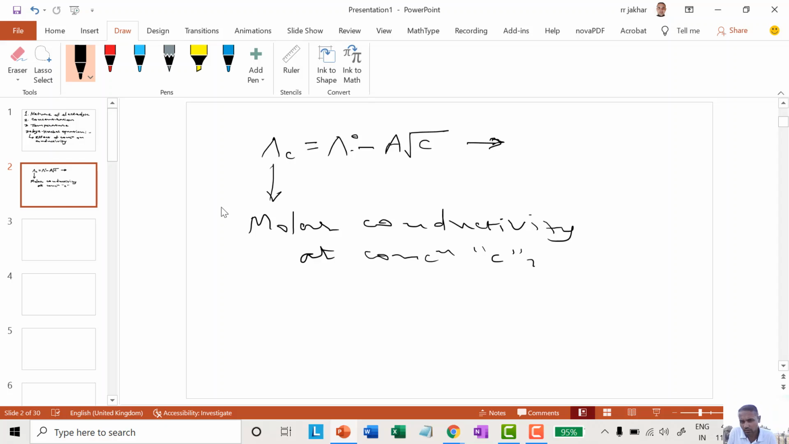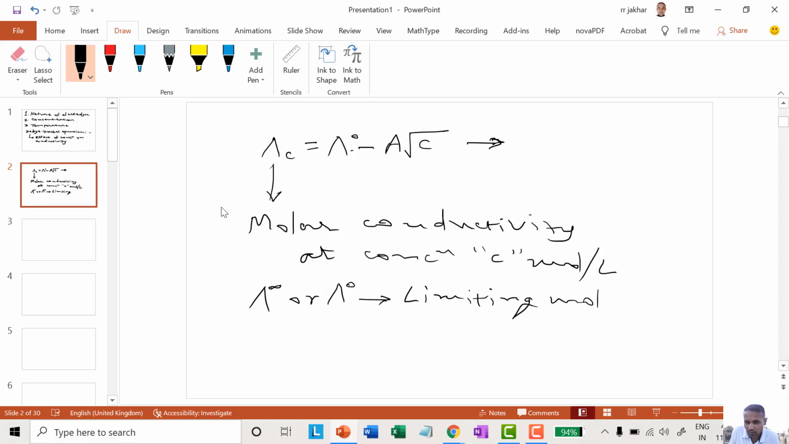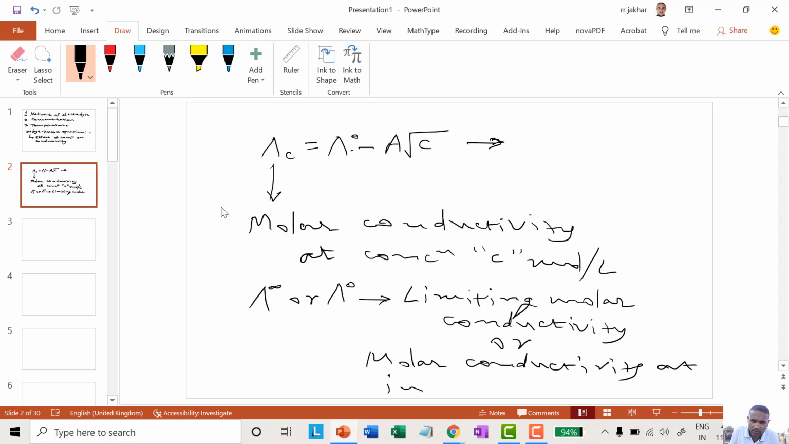Lambda naught, or we can use lambda infinity also in place of lambda naught. If you use this, then we say this is limiting molar conductivity, or molar conductivity at zero concentration, or negligible concentration, or infinite dilution. So the name is limiting molar conductivity, or molar conductivity at infinite dilution, or negligible concentration. This is the name for lambda infinity or lambda naught.